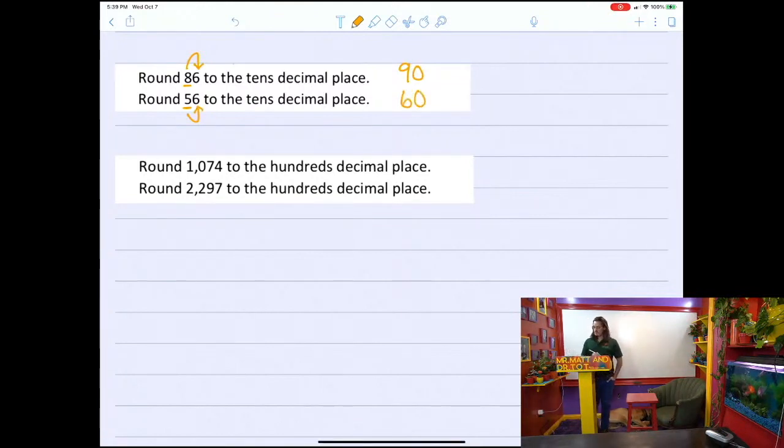For the third problem, now we're rounding to the hundredths place. So we're rounding to this decimal place. Look to the number directly to the right. That's 7. That is 5 or above, so we're going to bump this up to a 1. So this is going to be 1,100. In a similar fashion, the fourth question, we're rounding to the hundredths place, so look to this value right here. That's 9. That's definitely greater than or equal to 5. So we're going to bump this guy up to 2,300.